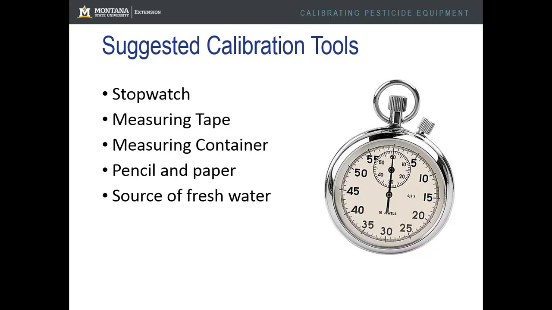When calibrating spray equipment, you will need only a few supplies that are often available at home: a stopwatch, measuring tape, measuring container that measures in ounces, pencil and paper, and a source of fresh water.